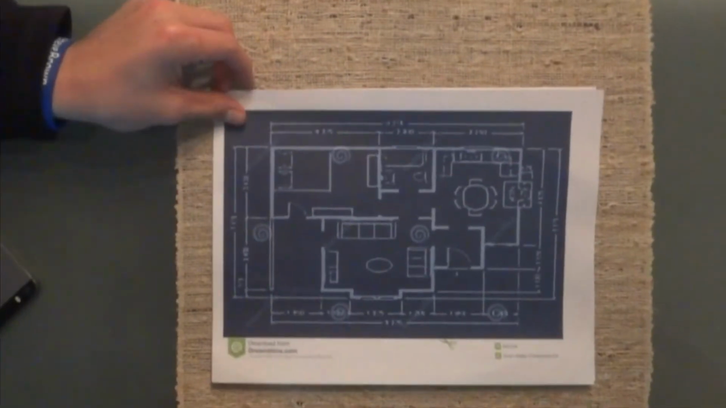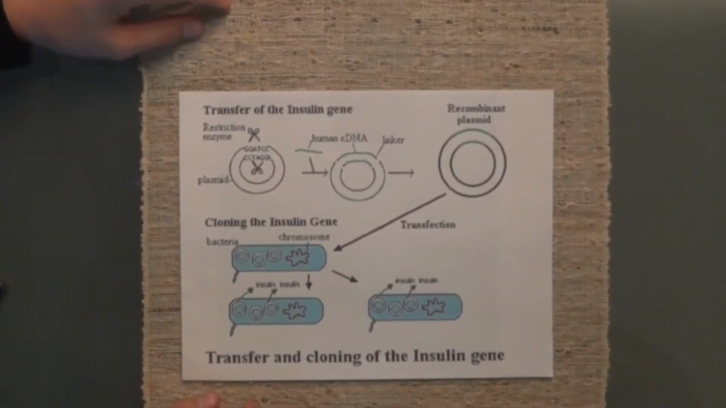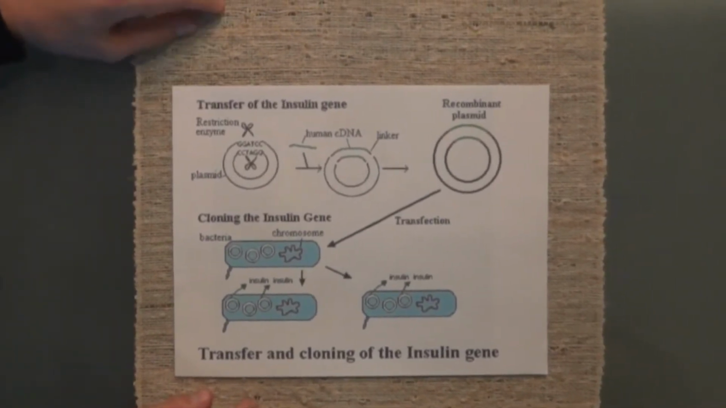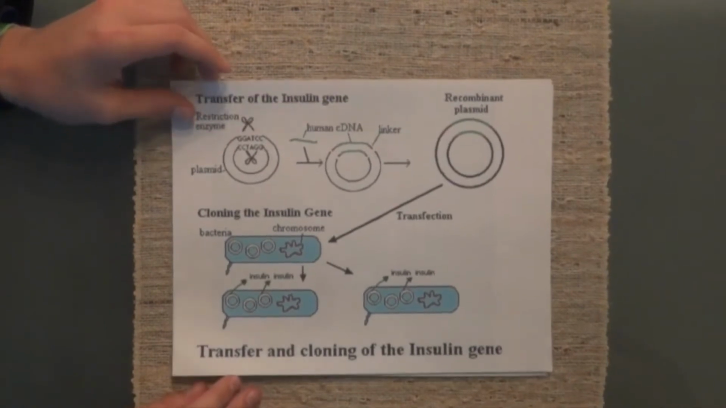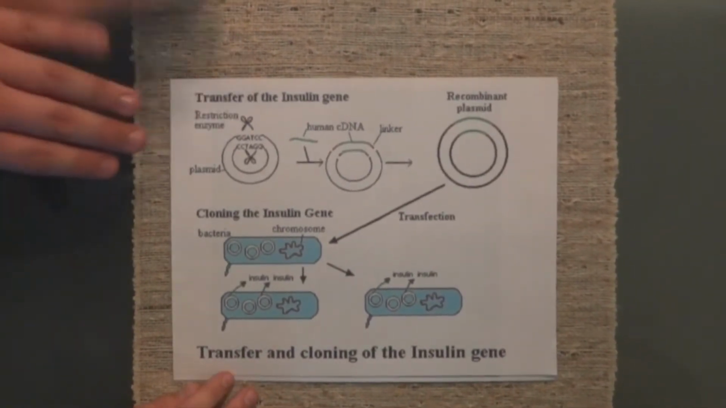Alright, here are the steps. First, we use restriction enzymes to isolate and splice the gene coding for human insulin out of a DNA sequence. Restriction enzymes are also used to remove a segment of the bacterial plasmid DNA, leaving room for the insulin gene to be inserted. As the insulin gene is inserted into the plasmid, it binds to the sticky ends of DNA, and is then glued in place by DNA ligase.